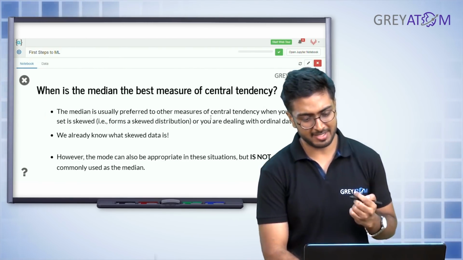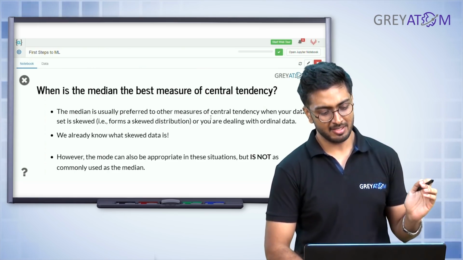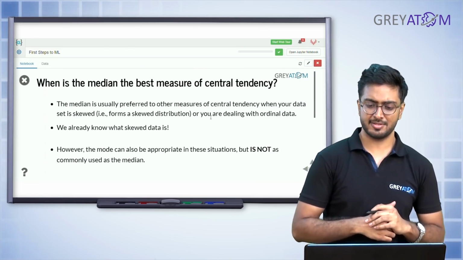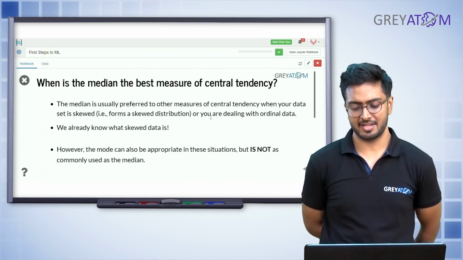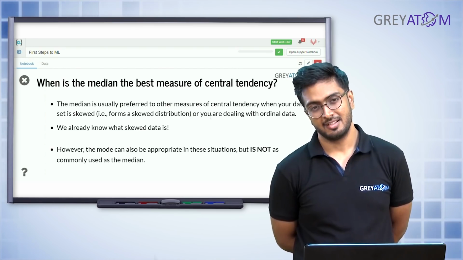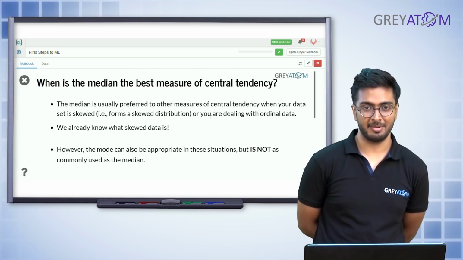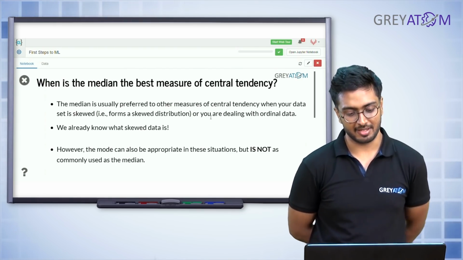So when is median the best? Now that you've understood when to use mode, when to use mean, when to use median, the median is usually the one preferred to other measures of central tendency when your data set is skewed. So if you are dealing with continuous data, but that data set is skewed, there are a lot of outliers, then you cannot use mean reliably. That's the case where you want to use median, right?